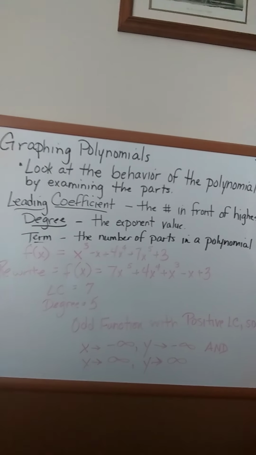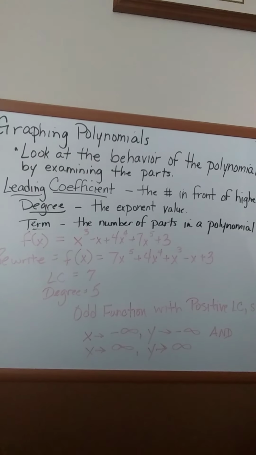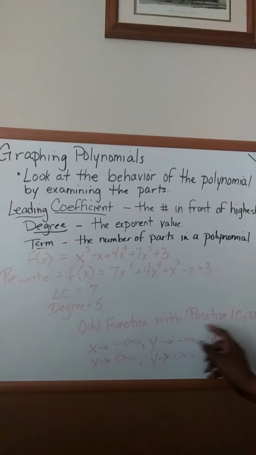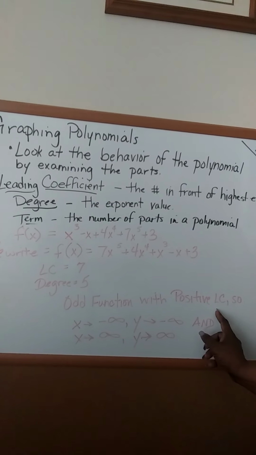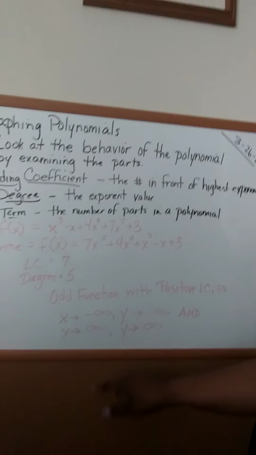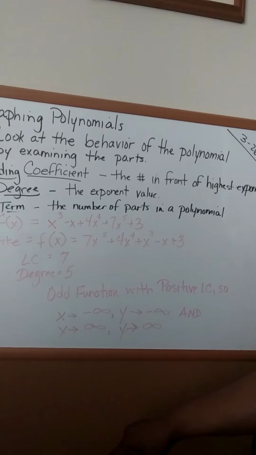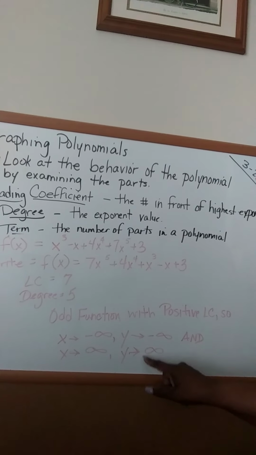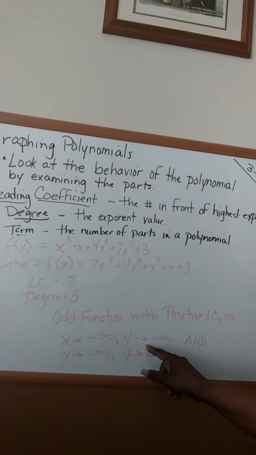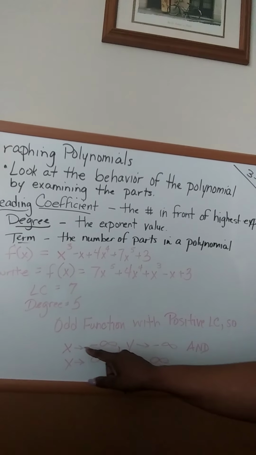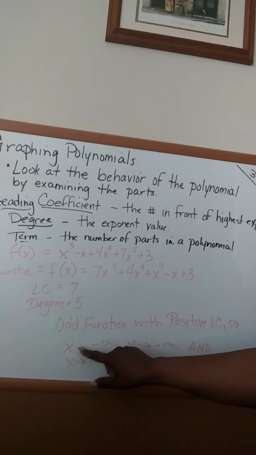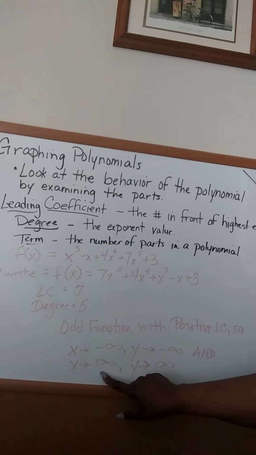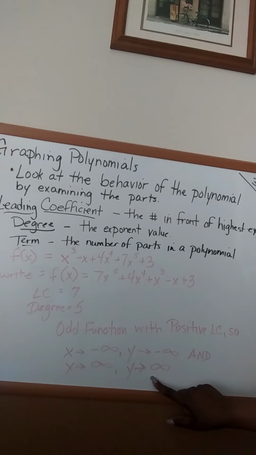My degree determines what type of function it is. Whenever we're using the word function, think y. Whenever you say function, think y. So it's an odd function, because 5 is odd, with a positive leading coefficient of 7. So, and I wrote this in shorthand. You'll see this in some of your problems on Pearson. They'll have it this way. It's saying the exact same thing. It's really saying when my function is approaching negative infinity, then my x is decreasing. Or you can just say as x decreases, my function decreases. As x increases to positive infinity, my y increases to positive infinity.